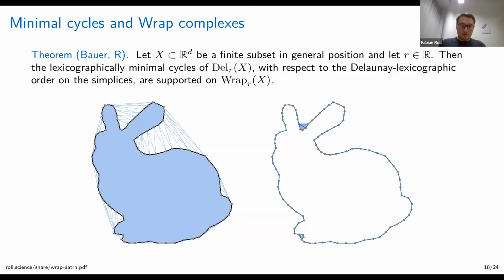And also, if you want to check that this theorem is true, because maybe you don't believe us, you can look at these pictures we saw before. On the left-hand side, we had this lexicographically minimal cycle we obtained from the exhaustive matrix reduction. And on the right-hand side is the wrap complex I showed you before. And you can check that the boundary of the blue two-chain, which is this black line here, is actually supported on the wrap complex on the right.